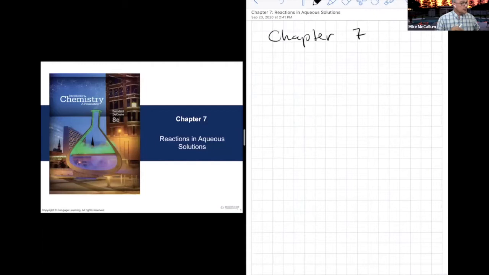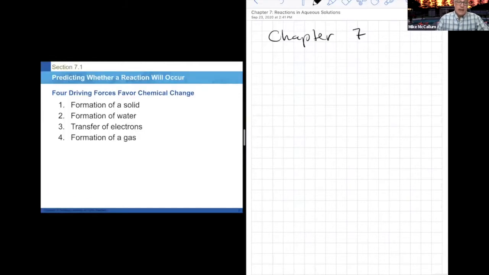We're going to talk a little bit about predicting reactions, what things can predict whether a reaction happens. Sometimes we call these things driving forces. It's kind of a general fuzzy term that we use, but it gets the point across, like something drives the reaction forward, something makes the reaction happen. And then we'll start talking about specific kinds of reactions.